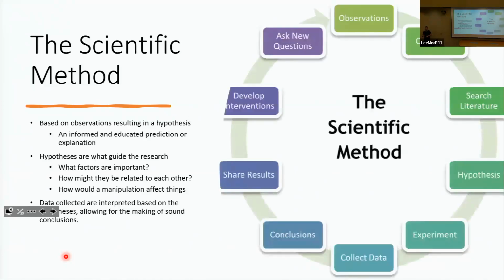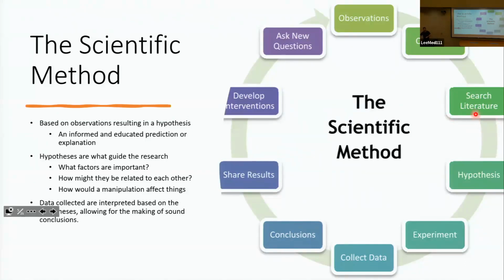So if we look at this in another way graphically, we start off with observations about the world or whatever area we are interested in studying, and those observations lead to questions. Next, once you have those questions, you typically search the literature to see, well, maybe those questions have been answered already. Science has been around for a long time. Research has been around for a long time. What do we know about this topic already?